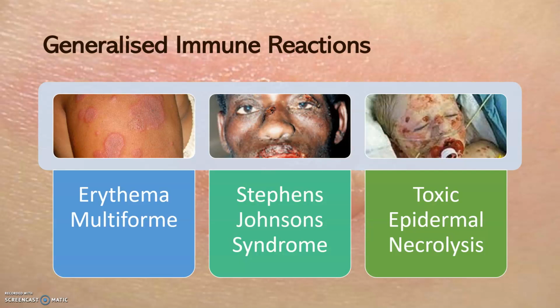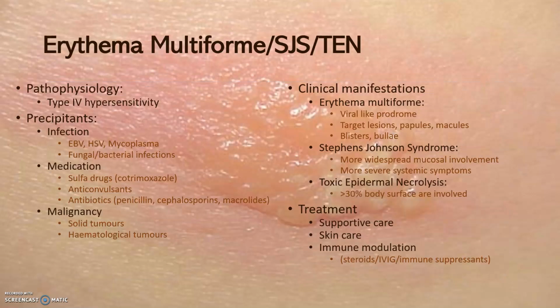Let's start with some of the acute generalized immune reactions. And there's this complex of conditions that includes erythema multiforme, Stevens-Johnson syndrome, and toxic epidermal necrolysis. These are blistering skin disorders that are caused by type 4 hypersensitivity reactions and may be precipitated by viral and other infections such as Epstein-Barr, herpes simplex, some common bacterial infections, of course mycoplasma.